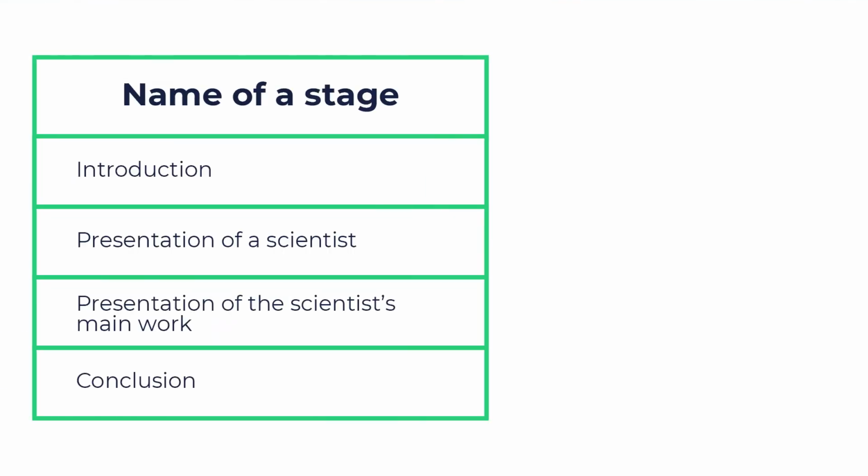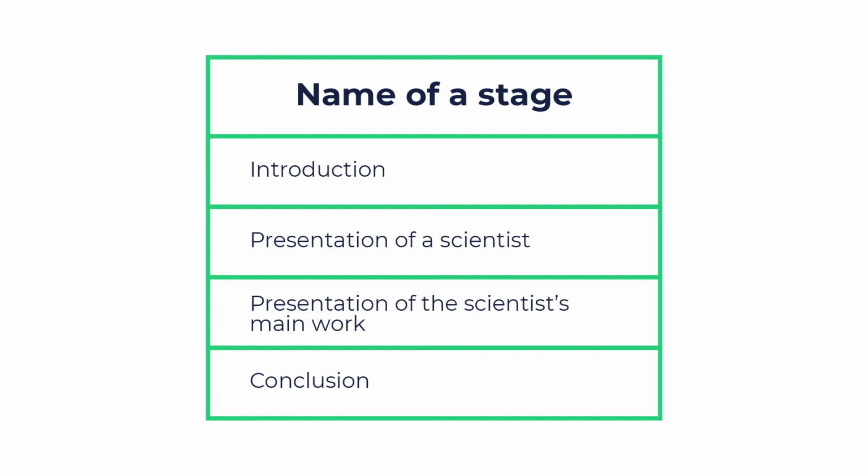There are 4 stages in our structure. Introduction, presenting the scientist, presenting the scientist's main work, conclusion. Can you apply this structure to the presentation you've just heard? In the introduction part, we should tell a few words about a person we write about and why we decided to choose him or her.